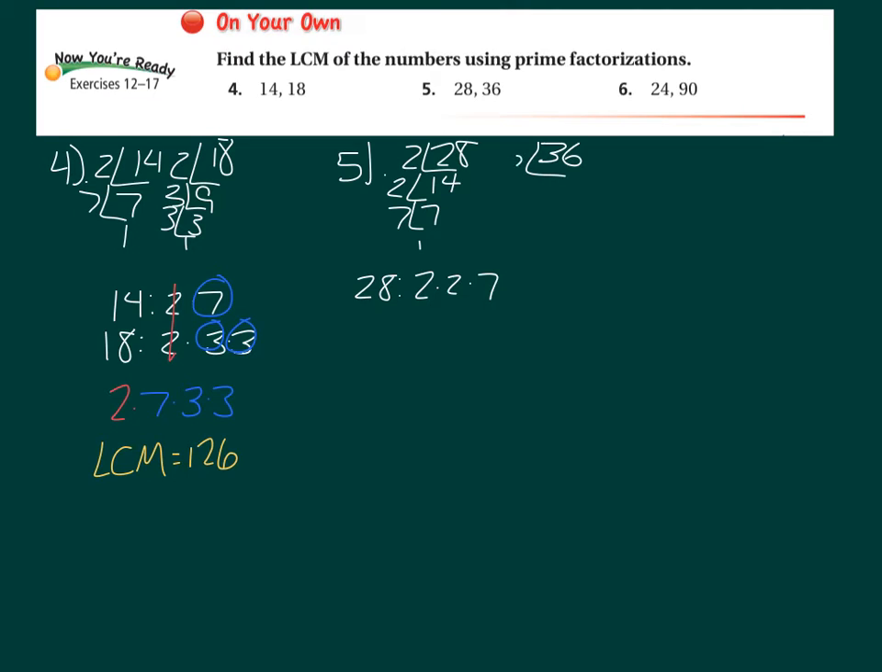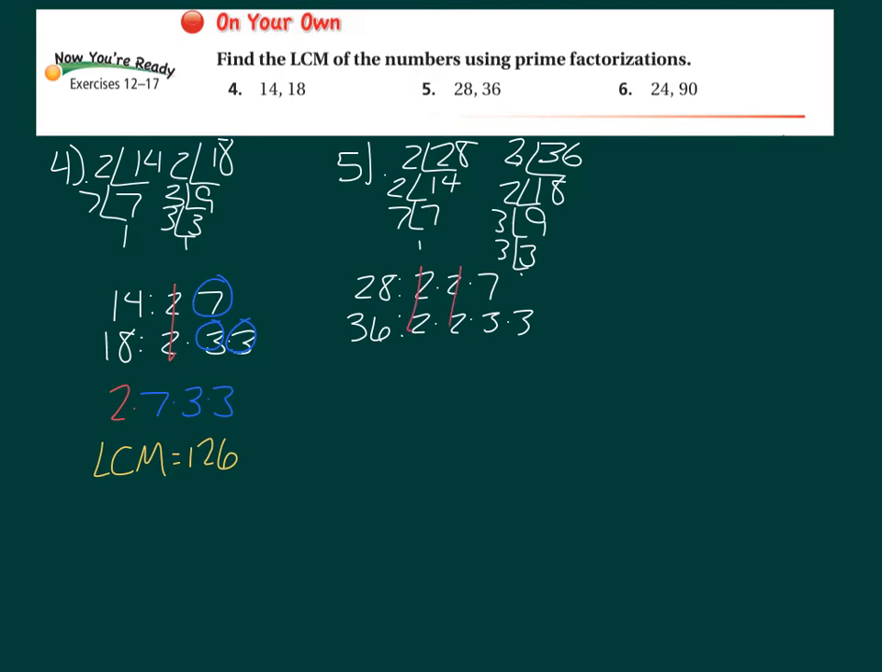36 we break down. 2 goes in, what is that, 18 times? 2 goes in again 9 times. 3 goes in 3 times, and 3 goes in 1 time. So it kind of ran in there, but we can see that 36 is equal to 2 times 2 times 3 times 3. So again, it looks like we're going to have a pretty similar answer here, but we have to look at what's shared.